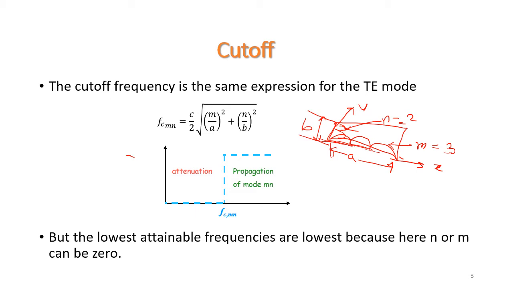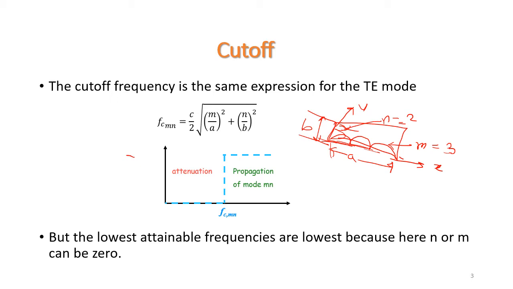But the lowest cutoff frequency passing through the waveguide decides the dominant mode of the waveguide. The dominant mode is the mode where we get the highest output power, the highest power passing through the waveguide. So the dominant mode is very important.